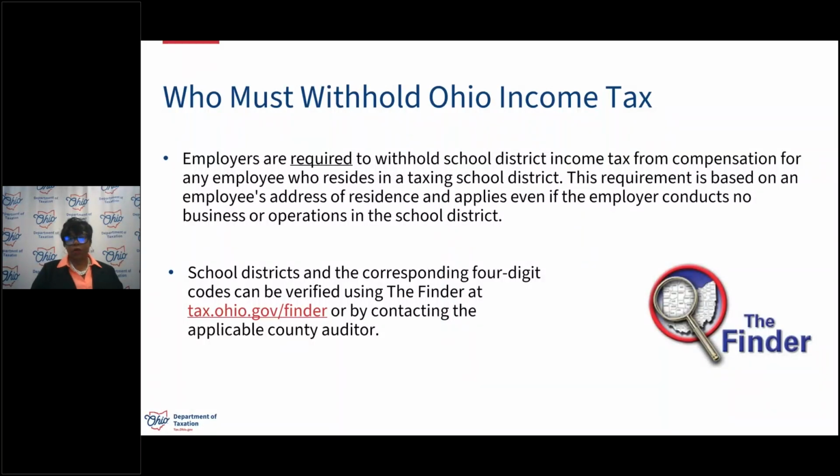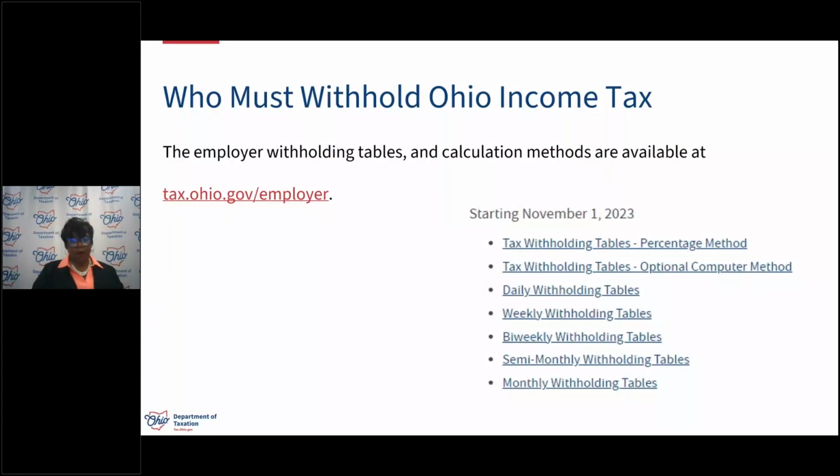School districts and the corresponding 4-digit codes can be verified using our Finder tool on our website, tax.ohio.gov, or by contacting your applicable county auditor. So if there is any discrepancy between what the employee is telling you the school district is and what you find on our tool, the Finder, the county auditor is the final determination. All of our withholding tables and calculation methods are available on our website, tax.ohio.gov/employer, and all of these are effective as of November 1st, 2023.